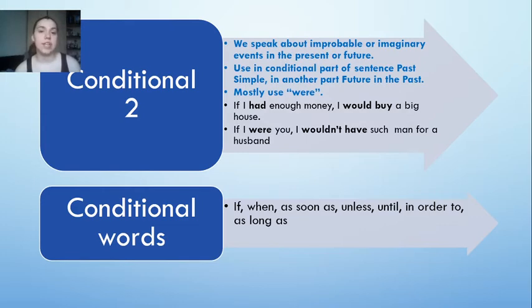Or we have such a word as unless, незважаючи на. Until, до. For example, until some moment of time, some condition will be done, and that's why we have some consequences. Also, some possible ones are in order to or as long as. They mean that in order to, sometimes we can translate as according to some condition. Again, we get some consequences.